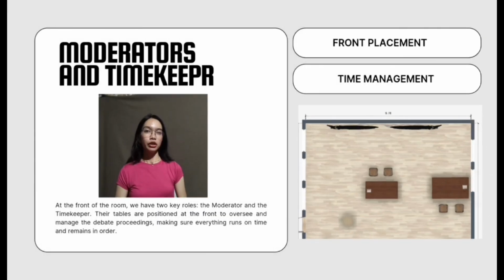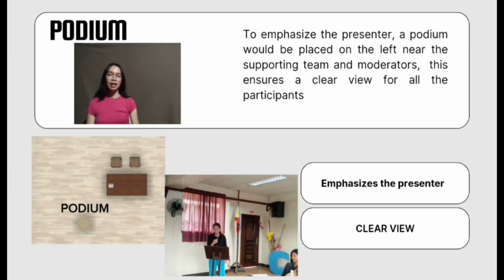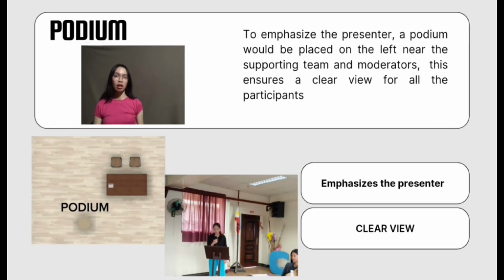At the front of the room, we have two KROs, the moderators, and a timekeeper. Their tables are positioned at the front to oversee and manage the debate proceedings, making sure everything runs on time and remains in order. Next is the podium. A podium will be placed on the left near the supporting team and moderators. This ensures a clear view for all the participants.